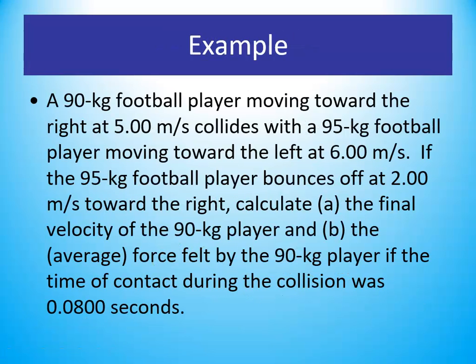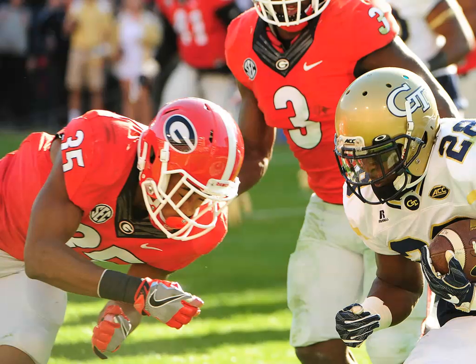Okay, finally, one more example. A 90-kilogram football player is moving toward the right at 5 meters per second, colliding with a 95-kilogram football player moving toward the left at 6 meters per second. If the 95-kilogram football player bounces off at 2 meters per second toward the right, calculate the final velocity of the 90-kilogram player and the force felt by the 90-kilogram player if the time of contact during the collision was 0.08 seconds. So let's see how that would work.